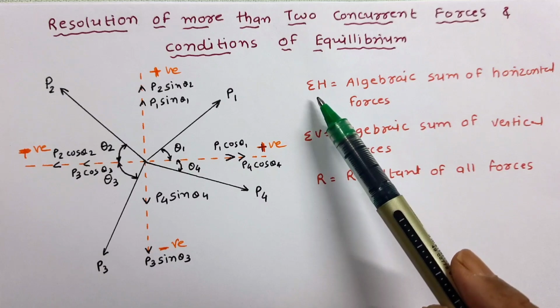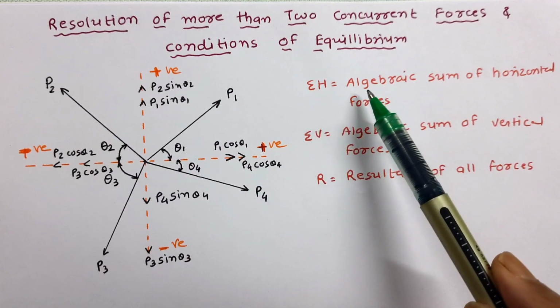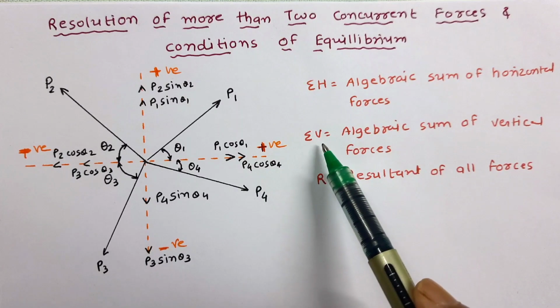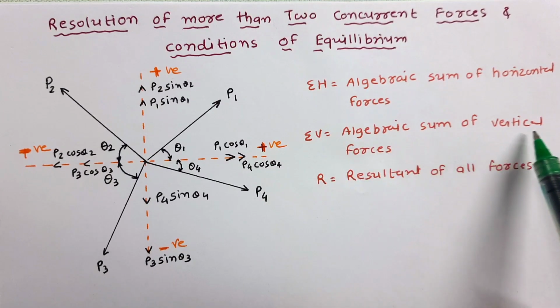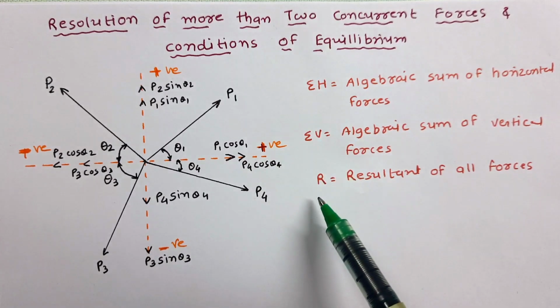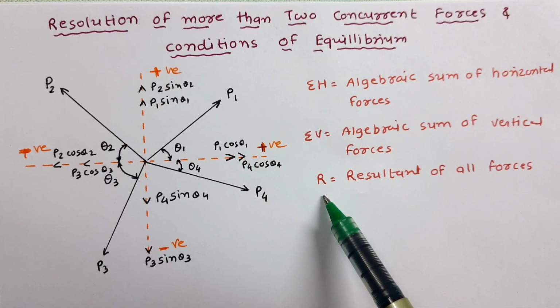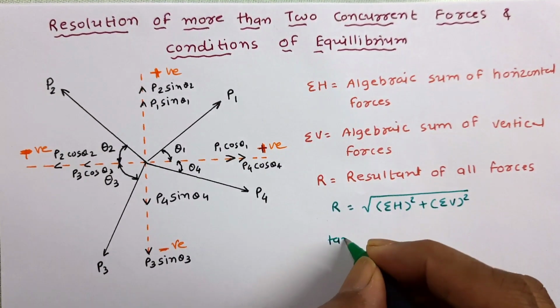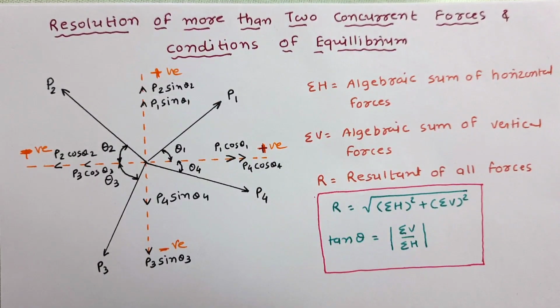Next, we need to work out summation of H, that is algebraic sum of all horizontal forces, and sigma V, that is algebraic sum of all vertical forces. From sigma H and sigma V, we can work out R, that is resultant of all forces. So these are the two equations which can be used to determine the magnitude and direction of resultant.